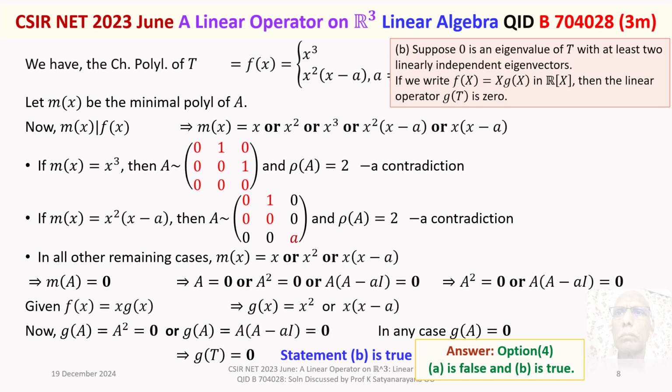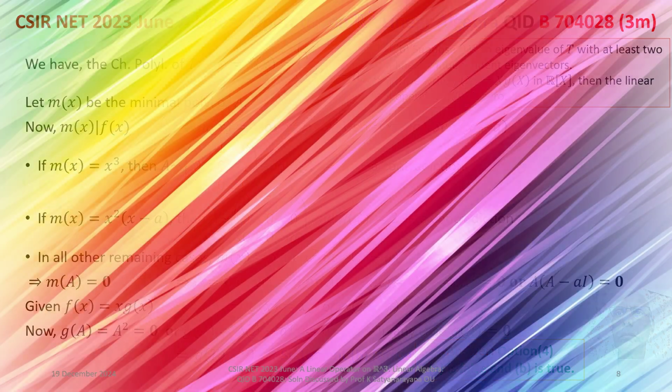It requires some knowledge of Jordan canonical forms and some knowledge of minimal polynomials and their properties and so on and so forth. I am sure that you have understood the solution of this problem.